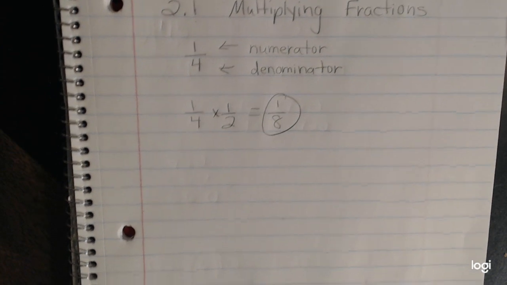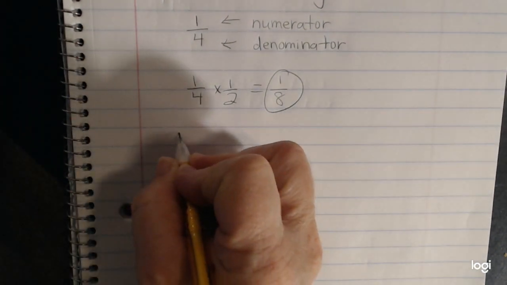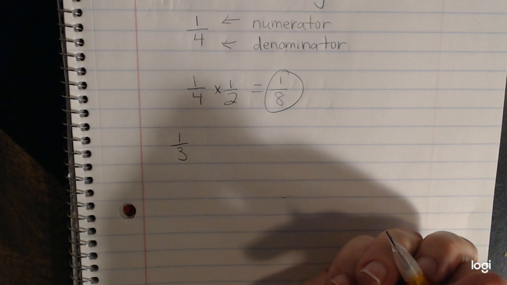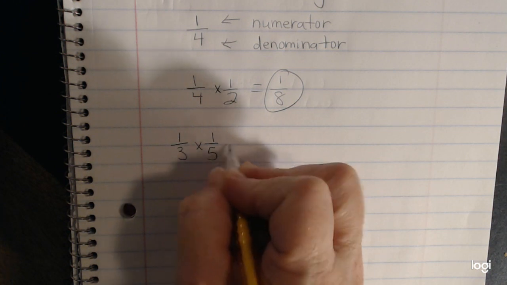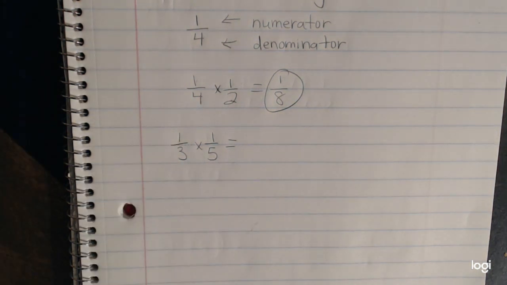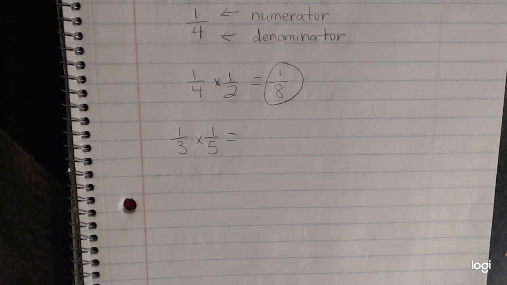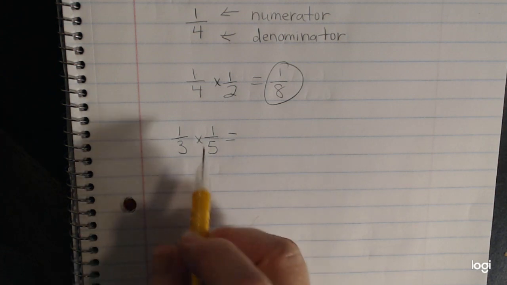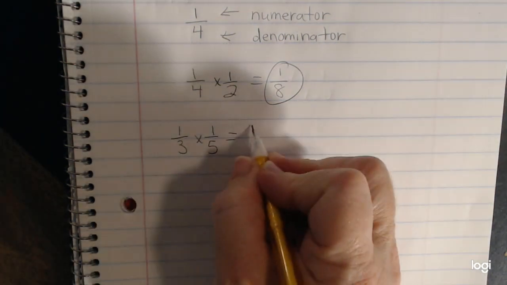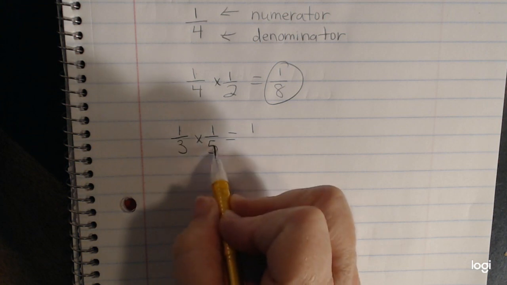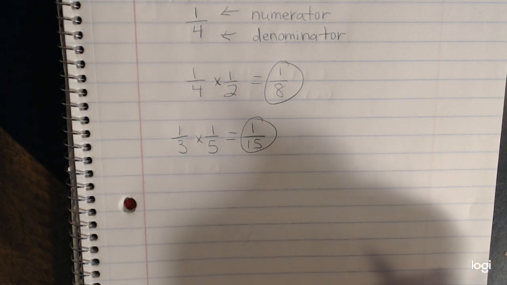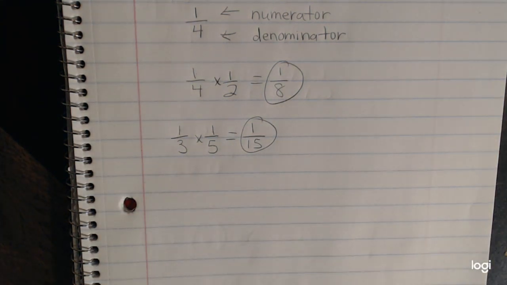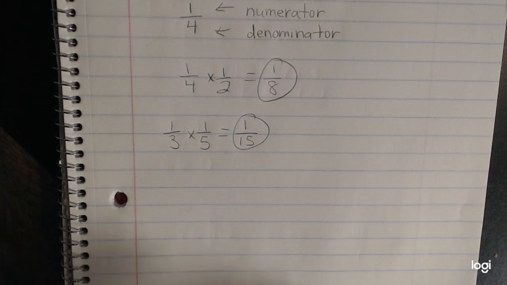Okay. So if I would give you this problem, could you find the product of 1/3 and 1/5? Product means I'd like for you to multiply and write your answer. All right, once again, we take 1 times 1 is 1, and 3 times 5 is 15. And so our answer is 1/15.